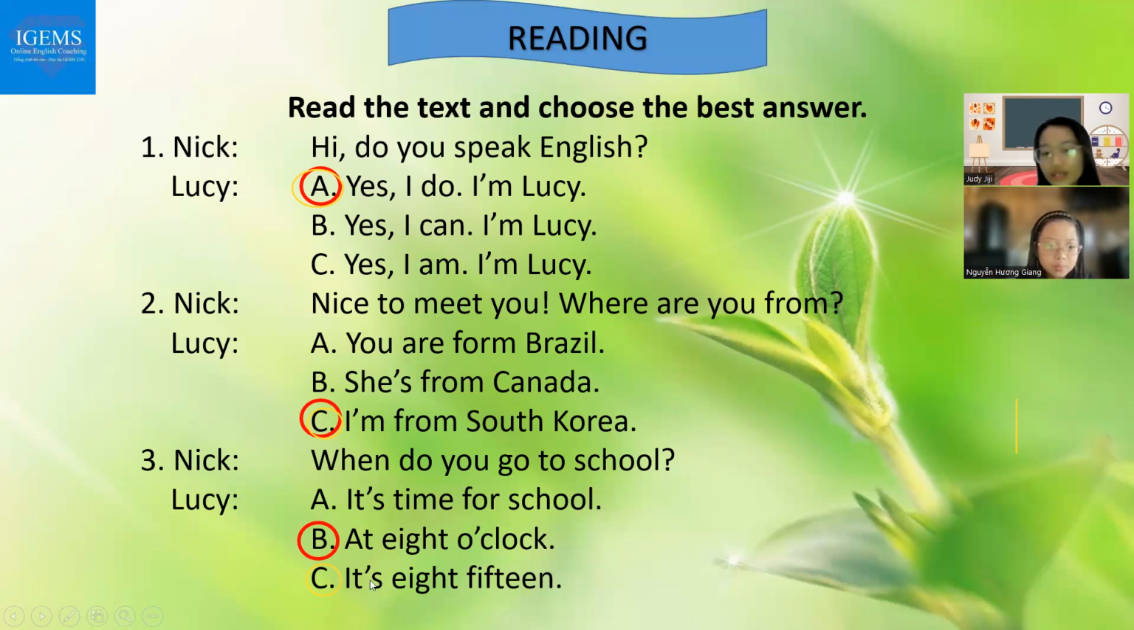Okay, so when do we use C? When someone asks, what time is it? So you say it's 8:50. When they ask about the time, what time is it? It's 8:30. But when they ask when do you go to school, you need to use at 8 o'clock. You use the preposition at before the time.